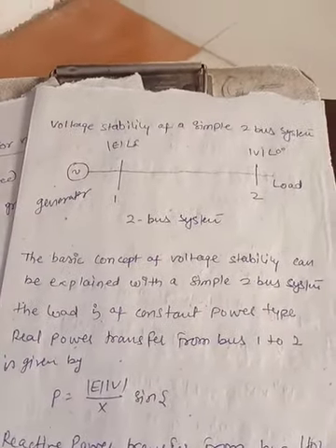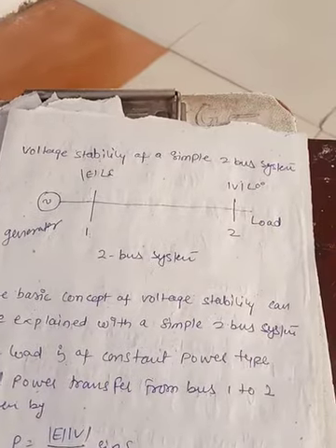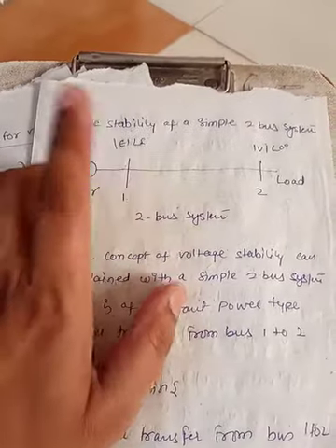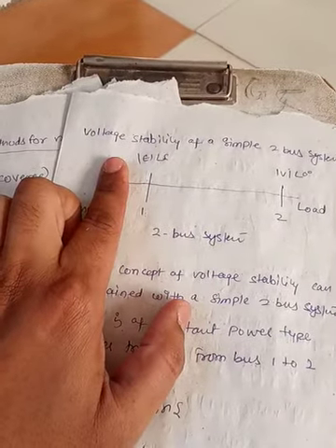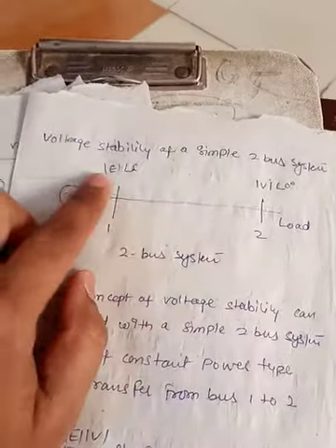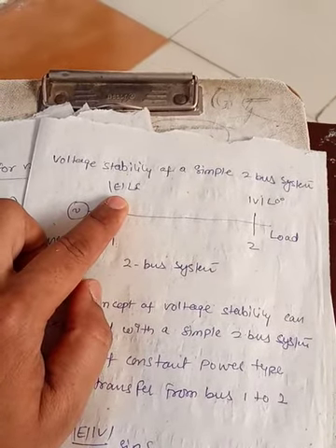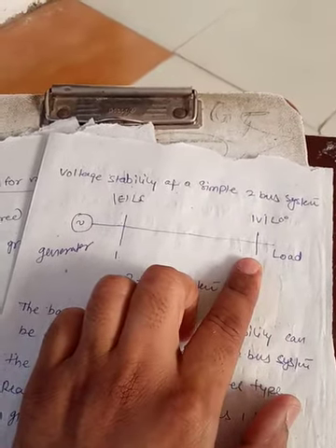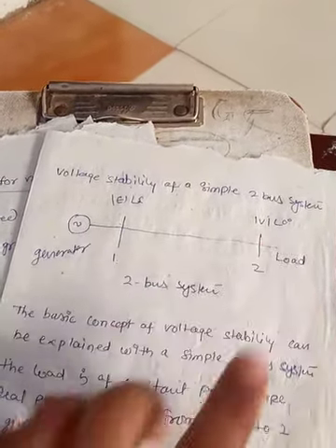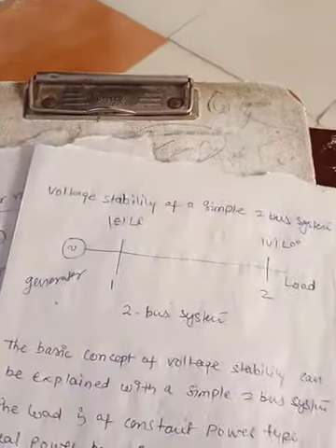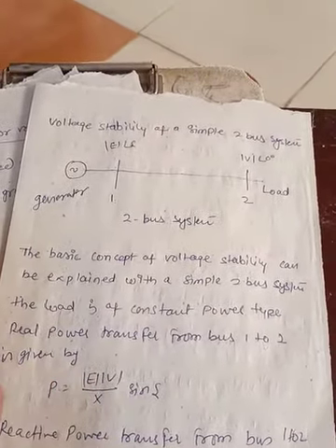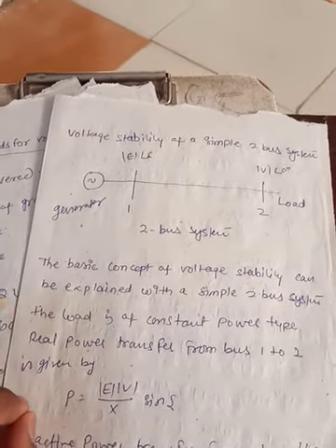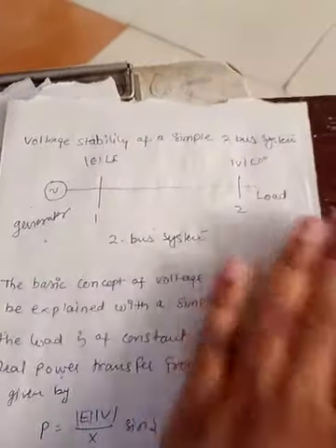Now let us understand what voltage stability of a simple 2-bus system is. As I told in the earlier figure, we have a 2-bus system, one is the sending end side and another is the receiving end side. This is the sending end voltage, magnitude E along with the angle delta, and here we have the receiving end voltage at angle 0. This side we have the load, and this is the generator. The basic concept of voltage stability can be explained with a simple 2-bus system. The load is constant power type. There are various types of load classification.